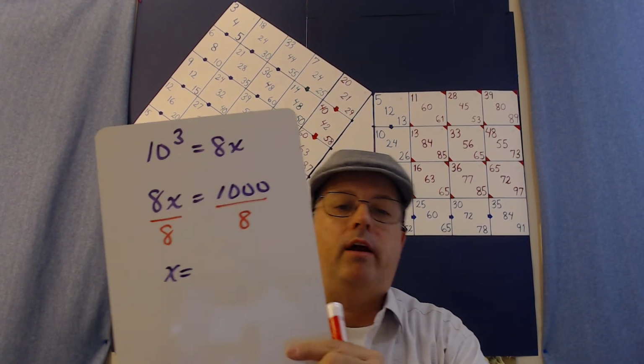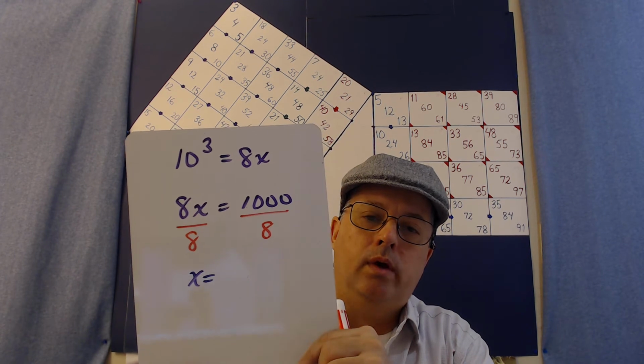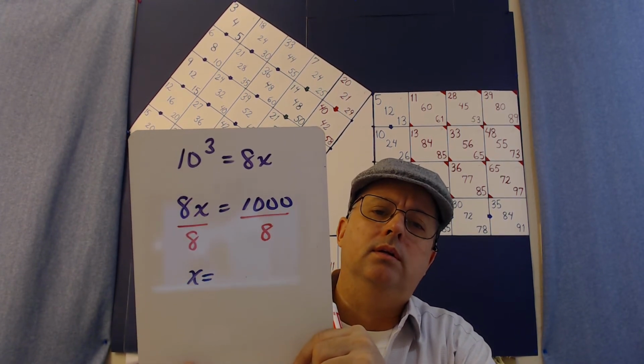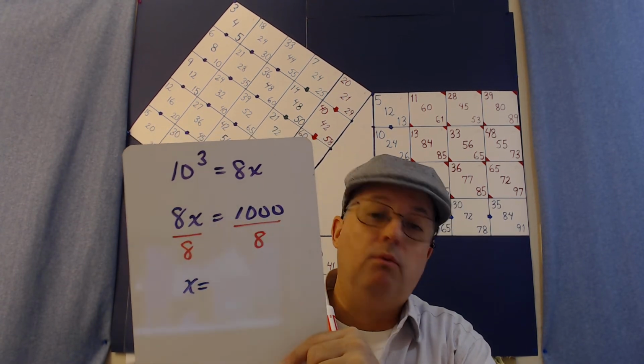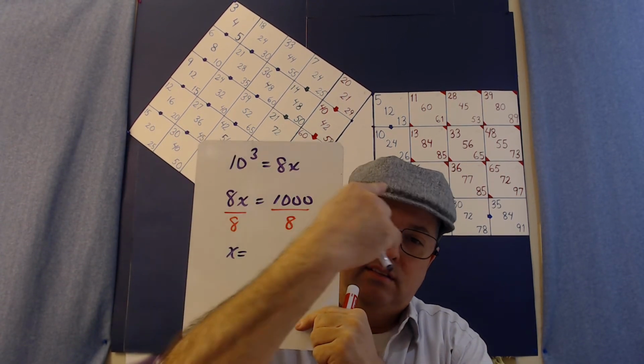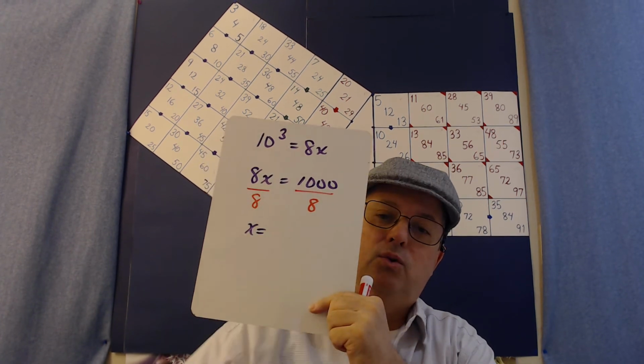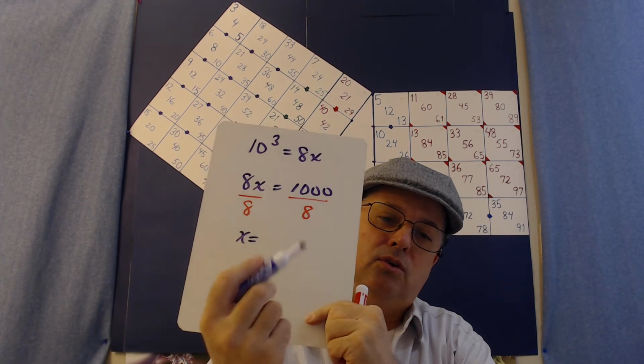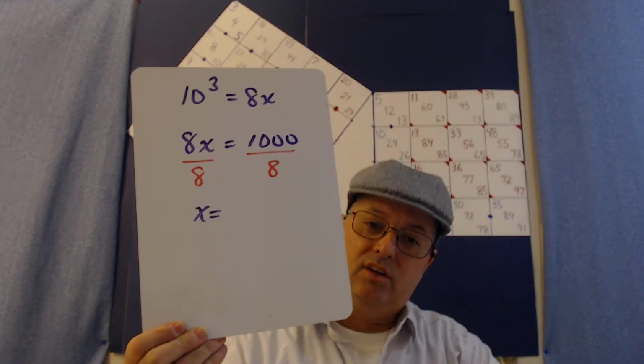Okay. And so then x equals 1,000 divided by 8. And so you might be wondering, what is 1,000 divided by 8? And you might want to use your calculator, but this right here is your calculator. Okay? And this right here, your paper and pencil, or your marker and slate, is your calculator. So let's do some calculating using this calculator and this calculator.